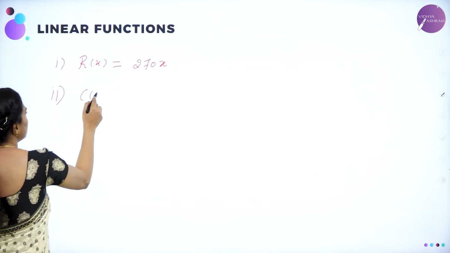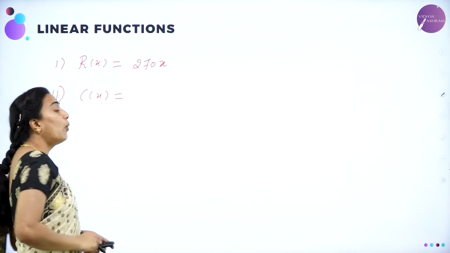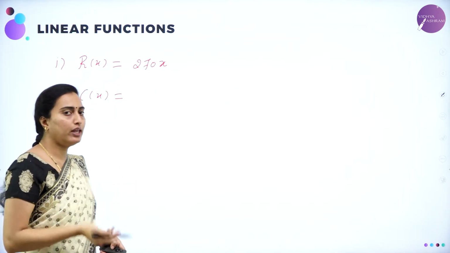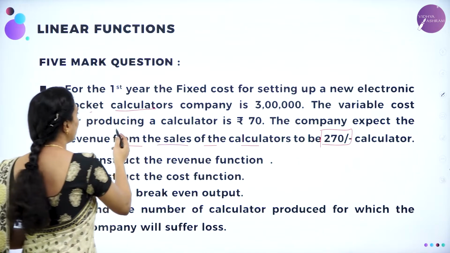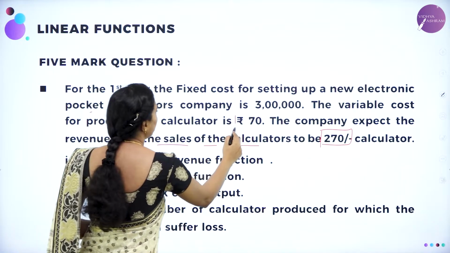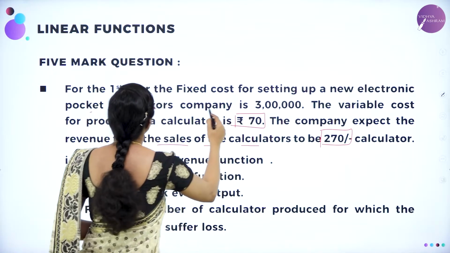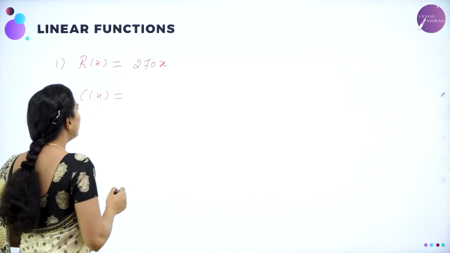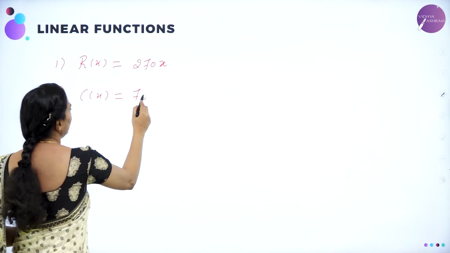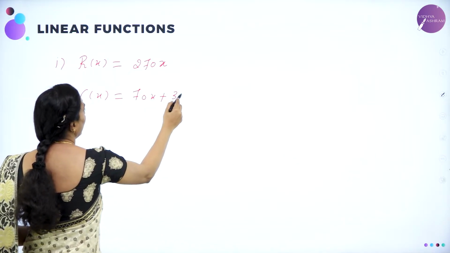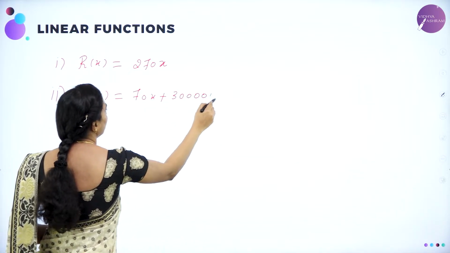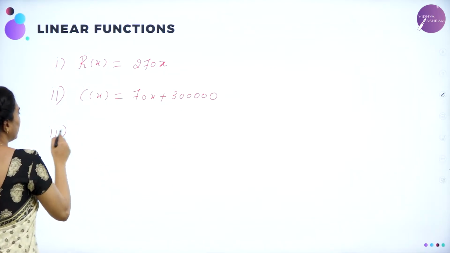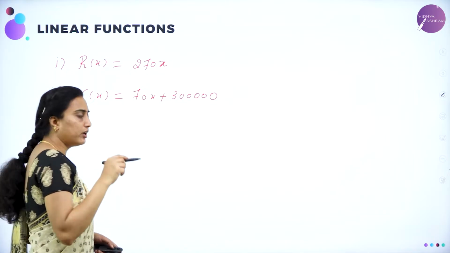Second one is C of X is equal to variable cost plus total fixed cost. What is the variable cost you are having? Variable cost is rupees 70 and fixed cost is 3 lakh. Therefore, you can write it as 70 into X plus 3 lakh. Right? So this is the second answer. Now what will be the third one? Third one is break-even point.